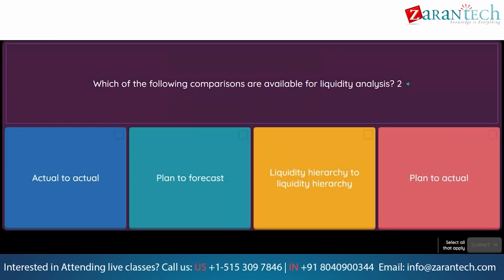Question: which of the following comparisons are available for liquidity analysis? Option 1, actual to actual. Option 2, plan to forecast. Option 3, liquidity hierarchy to liquidity hierarchy. Option 4, plan to actual.